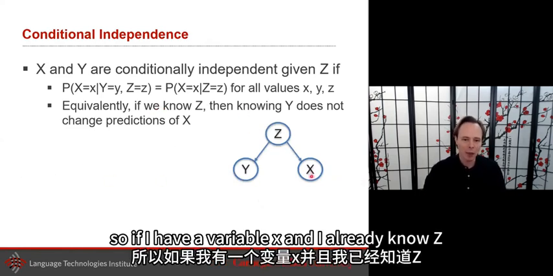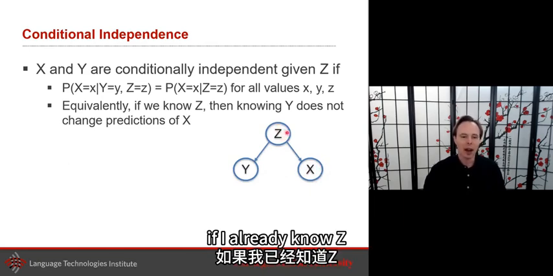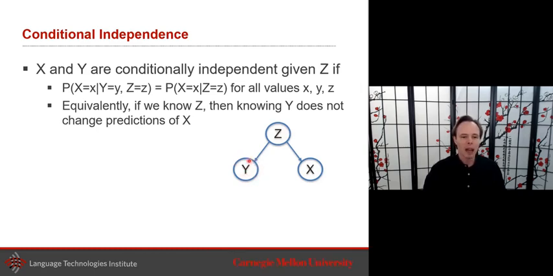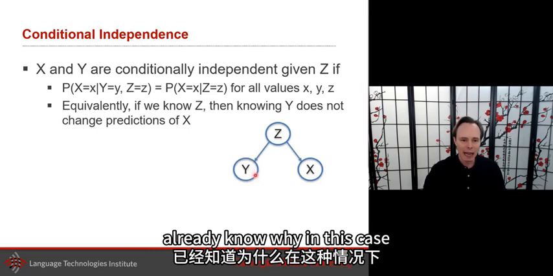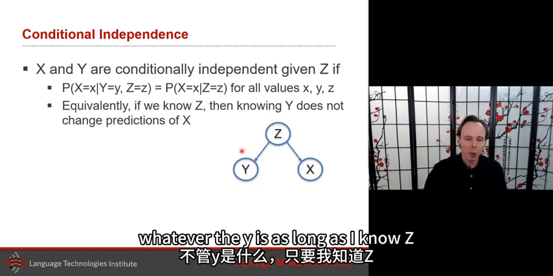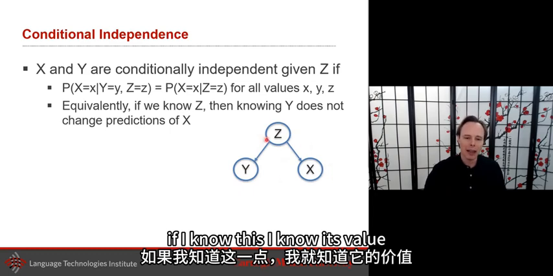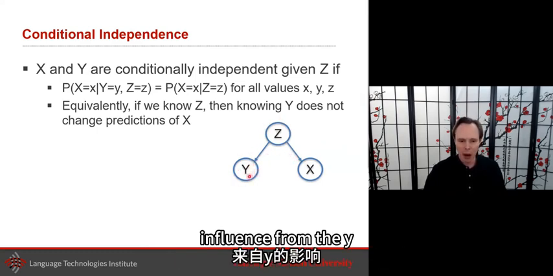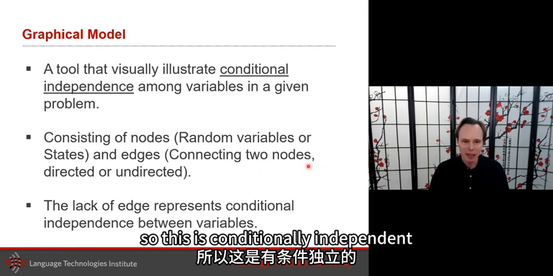So if I have a variable X and I already know Z, and maybe I also want to know Y, in this case, just knowing Z is enough. Whatever the Y is, as long as I know Z, if I know its value, then there's no influence from the Y. So this is conditionally independent.